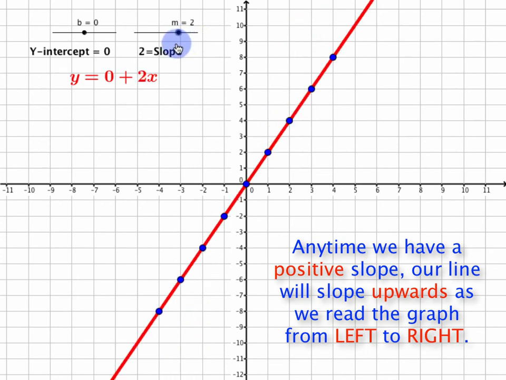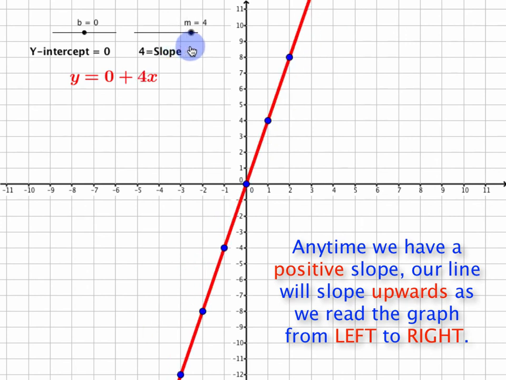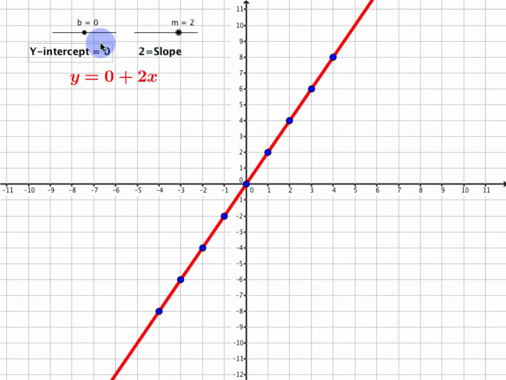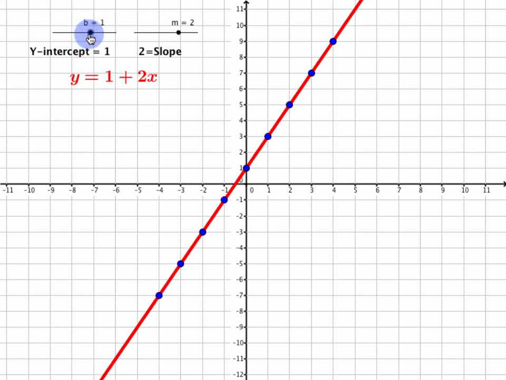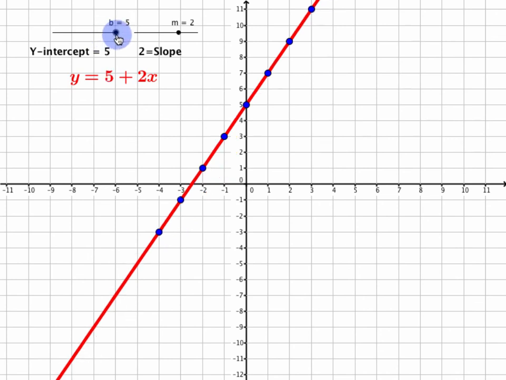Of course, the greater the number, the higher in magnitude that number is, the steeper our graph is going to get. Of course, if we change the y-intercept, the slope isn't going to change, but the graph will shift up or down accordingly to make the y-intercept whatever that number may be.